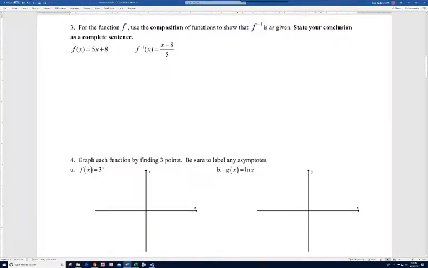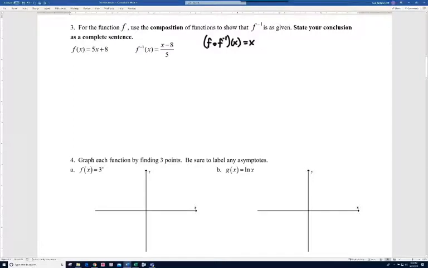So on number 3, it says for the function f, use the composition of functions to show that f inverse is as given. State your conclusion as a complete sentence. So basically what we're being asked to do is compose the function with its inverse. So basically f of f inverse of x, and to see that that equals x. Notice in this case, our input and our output would be the same. What that really means is when you run the functions back to back, the second function undoes the original.